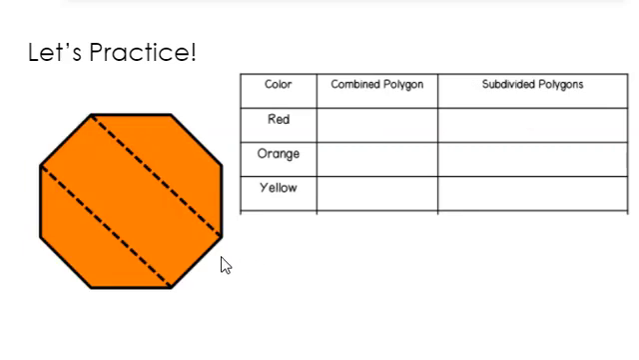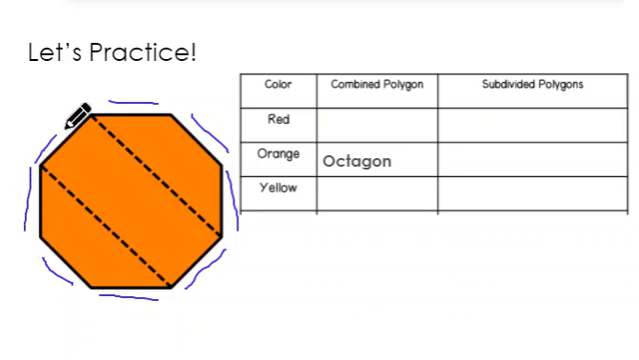Let's look at this trickier one and see if you can solve this one. What is the combined polygon that you see here? This is an octagon. It has 1, 2, 3, 4, 5, 6, 7, 8 sides.